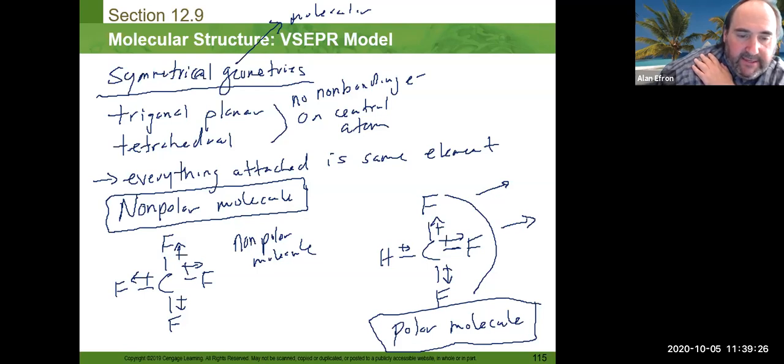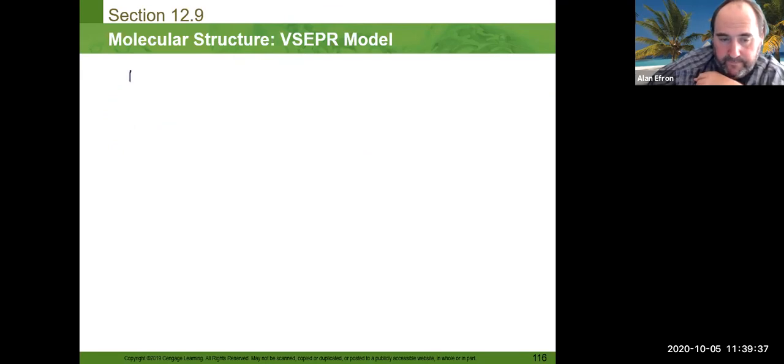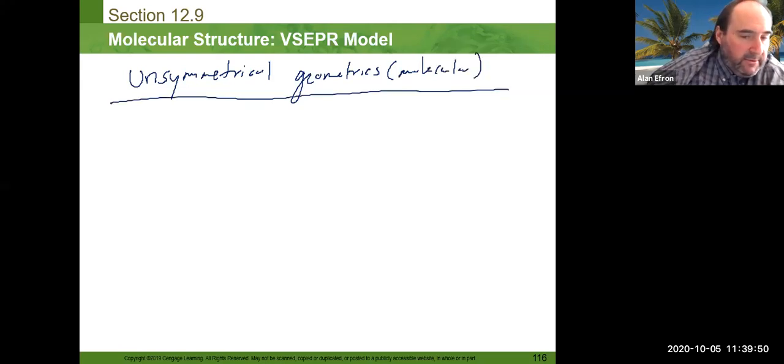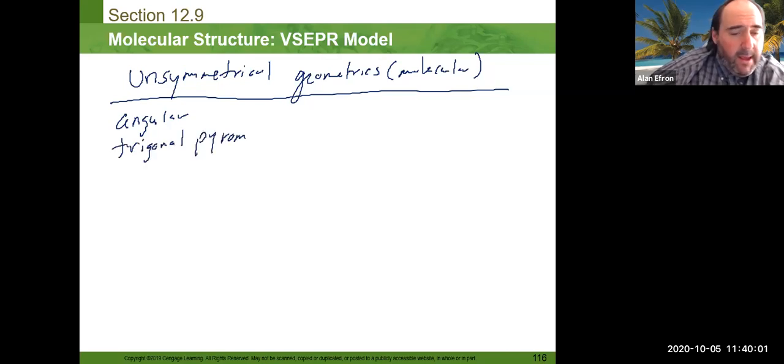That then leaves us unsymmetrical geometries. And for our class, unsymmetrical geometries will consist of, and again, these are molecular geometries. So unsymmetrical geometries in our case would be our angular, our trigonal pyramid, and our bent, our V-shaped.